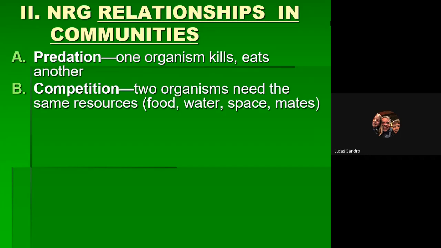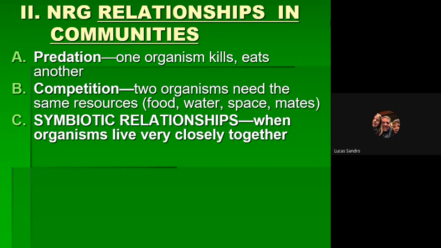Then there are relationships in communities that get a little weirder. Because it turns out there are some organisms that live so closely together that they can't help but affect each other. And there's certain ways they affect each other. Each of these, there's 3 of them. They all go under the category symbiosis, symbiotic relationships.